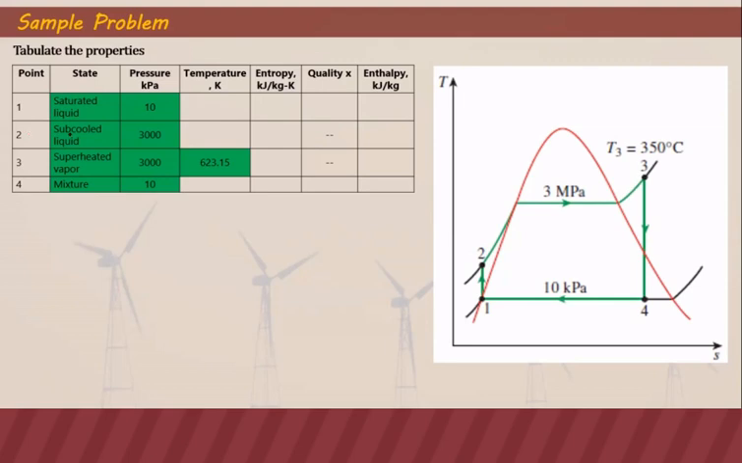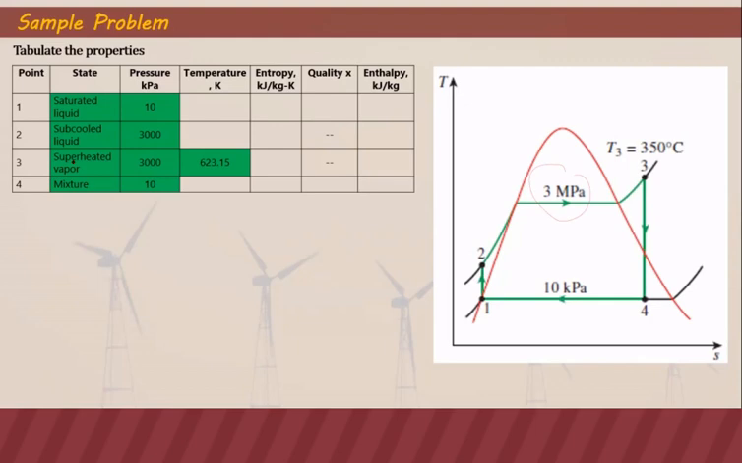At point 2, this now falls in the subcooled liquid region. That's why we have here subcooled. And then the pressure is known also, since this whole line here has the same pressure. Same also here, it has the same pressure. That is the constant pressure line, such that the pressure at point 3 and the pressure at point 2 are the same, and that is 3 megapascal. That's why it's 3000 kilopascal here.